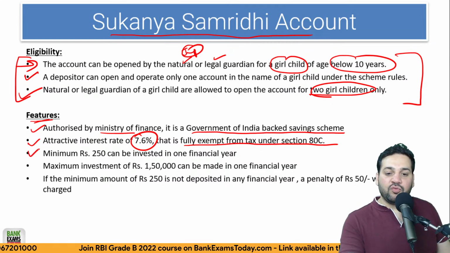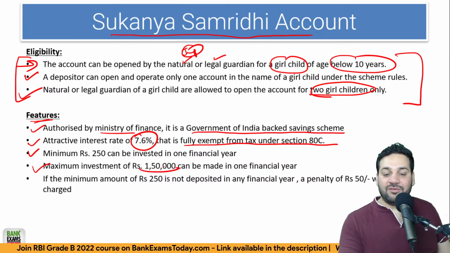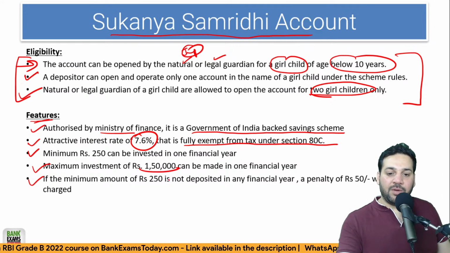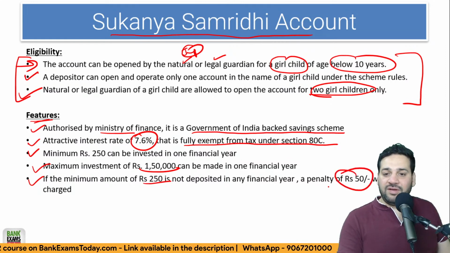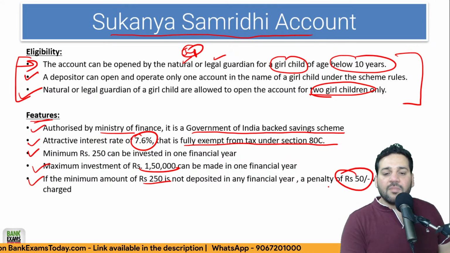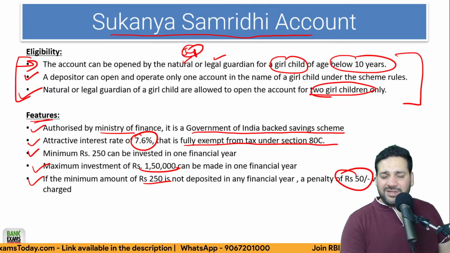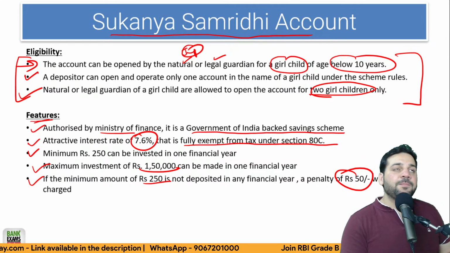Minimum investment is 250 rupees in a financial year, maximum 1,50,000 rupees in one financial year. If the minimum amount is not deposited in a year, a penalty of 50 rupees would be levied. So what is important here? Please check, I'll update that.